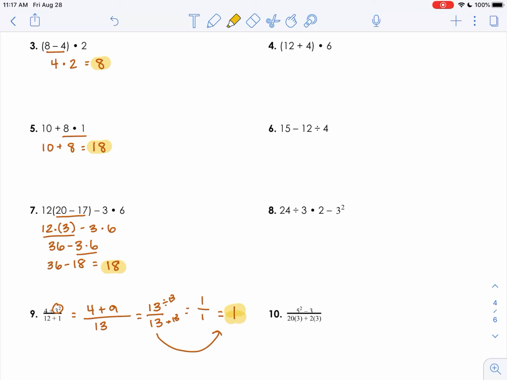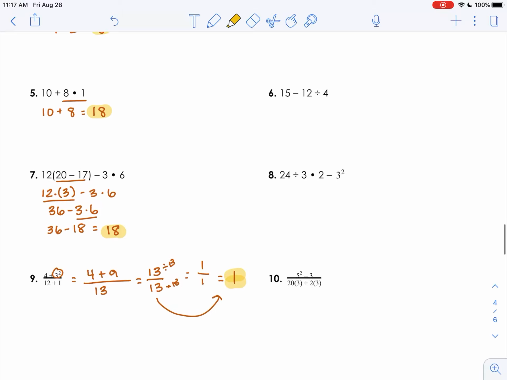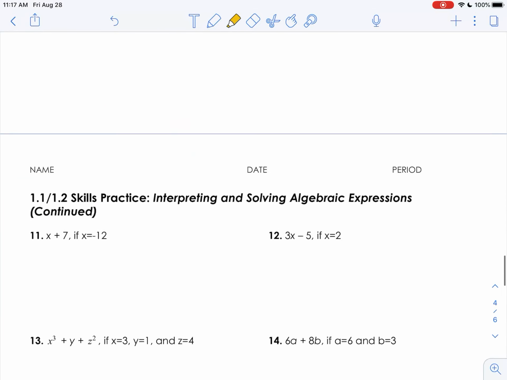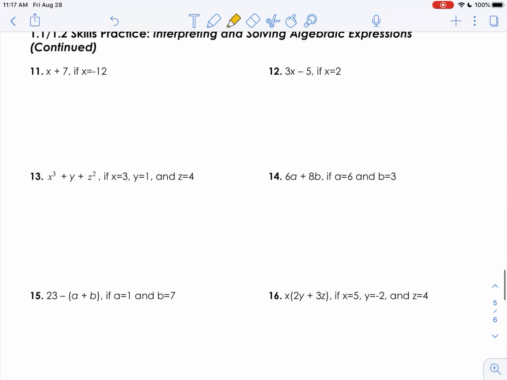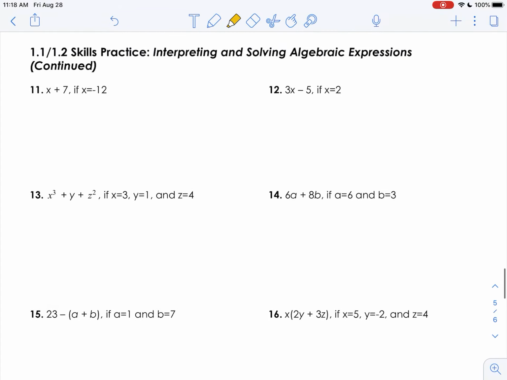All right, as I said, for the skills practice, there is a second page, so I'm going to continue moving on to number 11. With this next set of problems, we're solving algebraic expressions that involve variables. So I have x plus 7, and it's telling me if x equals negative 12. So I'm going to substitute negative 12 anytime I see x.